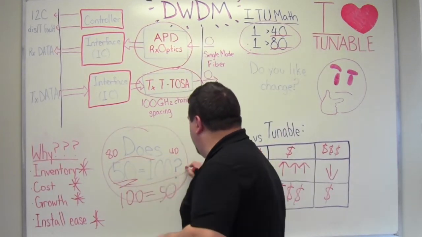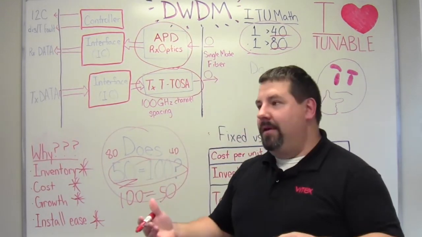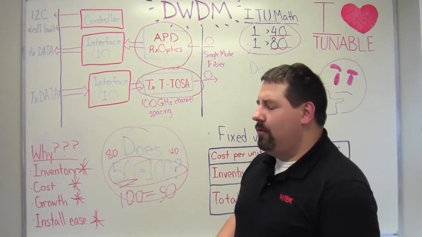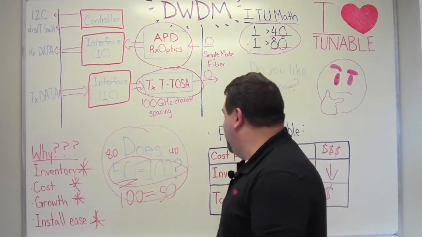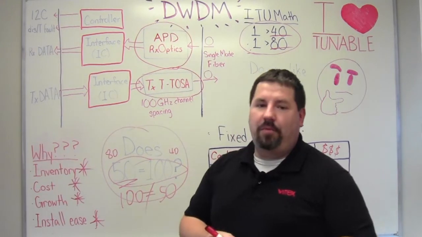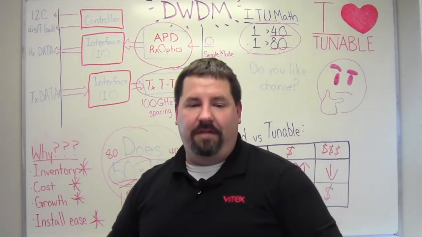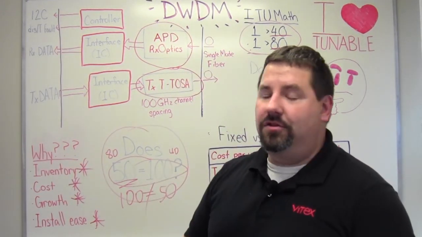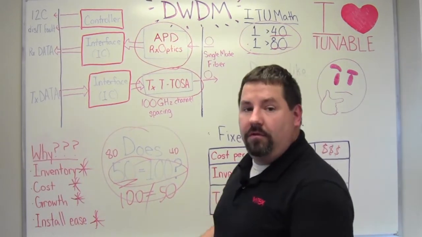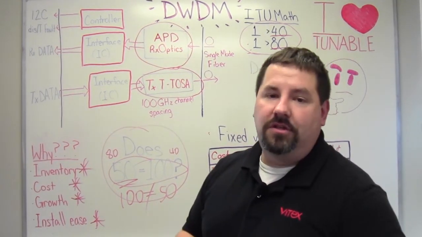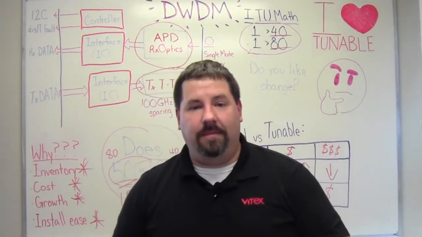So in this case, 50 does equal 100, but just like a square is a rectangle and a rectangle is not a square, I don't actually remember which one it is, in this case it's important to remember that 100 is not 50. If we buy a 100 gig solution, we're not able to get all of those different channel numbers associated with our 50 gigahertz channel spacing.